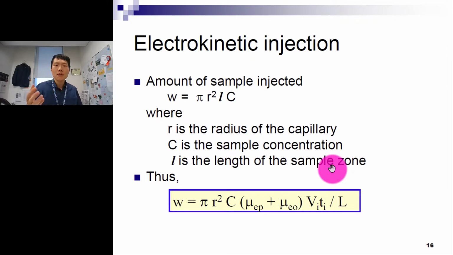So in terms of the amount of the sample injected, it's the formula pi r square LC. You can see a bit more clearly perhaps, right? Pi r square is the area. When you have an area multiplied by a dimension, you have a volume, right? When you have a volume multiplied by the concentration, then what do you have? You have mole, right? If the concentration here is in mole per dm cube.